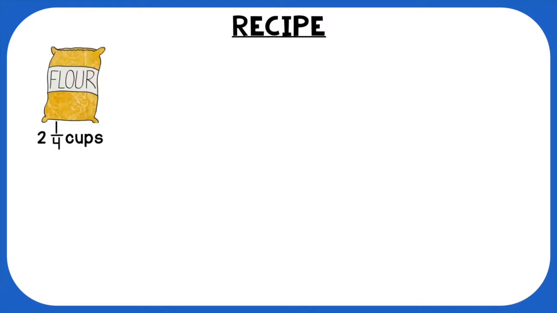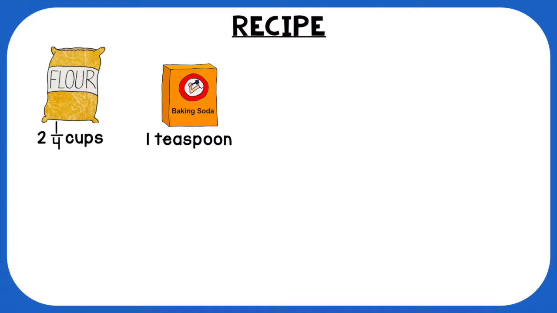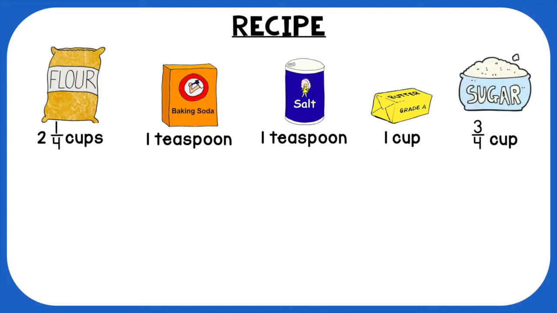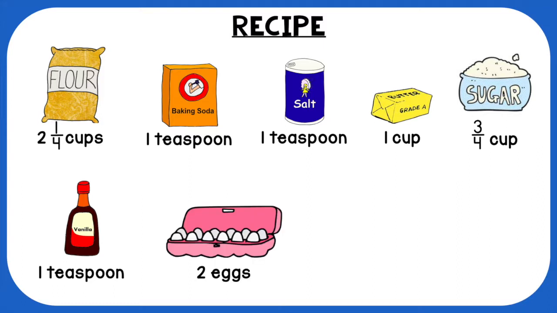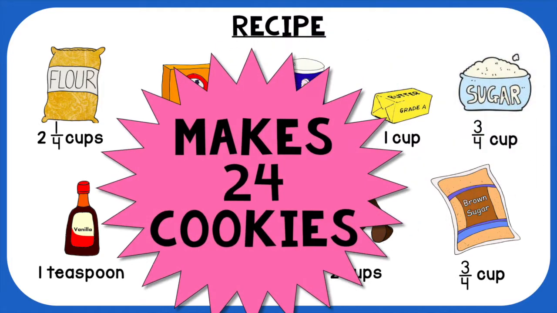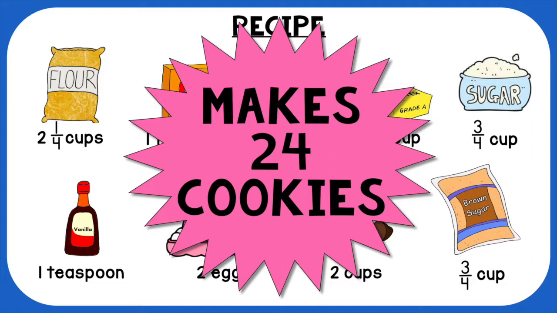For this real-world example, I plan to make cookies. This recipe calls for 2 1/4 cups of flour, 1 teaspoon baking soda, 1 teaspoon salt, 1 cup of butter, 3/4 of a cup of sugar, 1 teaspoon vanilla, 2 eggs, 2 cups of chocolate chips, and 3/4 of a cup of brown sugar. When baked, this makes 24 cookies in all.